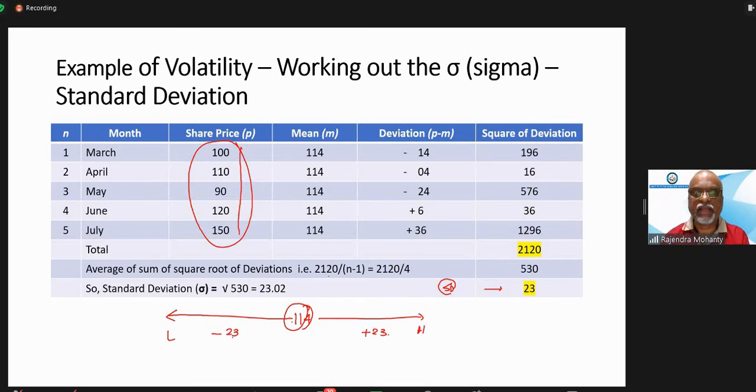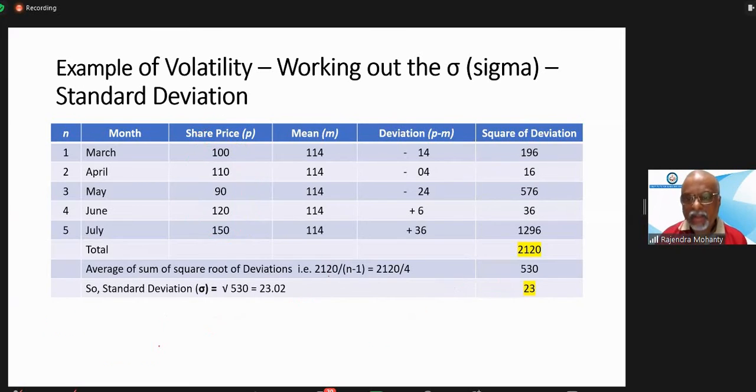So we have calculated this per month only. We can say this is the monthly volatility of this share price. So the monthly volatility is 23. Suppose we can say that within a 1 year period, the price may go up by 23 or may go down by 23. That is the calculation.